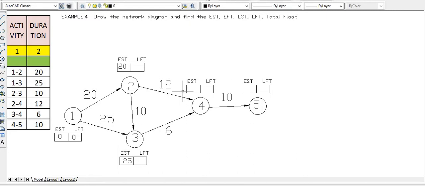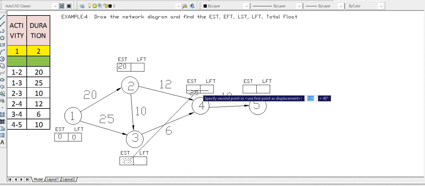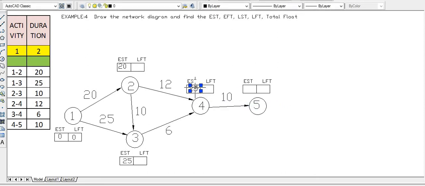So we are taking the path as 1, 2, 3 and 4. Why? Because 1 to 2 has a duration of 20, 2 to 3 has a duration of 10, and 3 to 4 has a duration of 6. That means 20 plus 10 plus 6. All these three added, we will have 36. So we will take the maximum as 36. We will copy this and take this as 36.